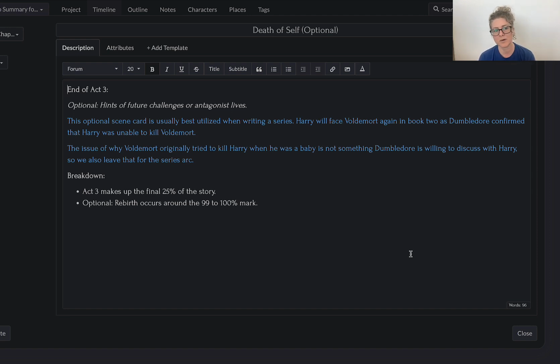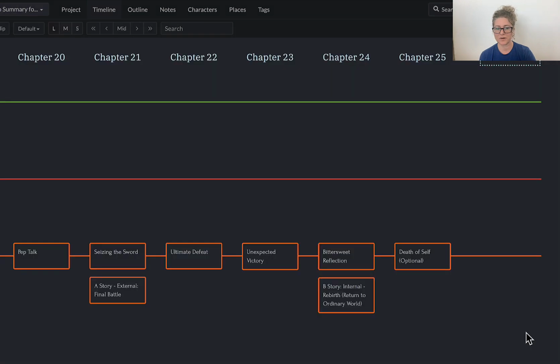The issue of why Voldemort originally tried to kill Harry when he was a baby is not something Dumbledore is willing to discuss with Harry, so we also leave that for the series arc, but it was foreshadowed a bit with the Centaur when he talked about the stars and what they foretold. It wasn't totally clear to Harry, but it was hinted at that perhaps the stars foretold that Voldemort and Harry would fight, and only one of them would come out of that alive. Okay? So that is our 24 chapter summary of Harry Potter and the way in which it was analyzed.